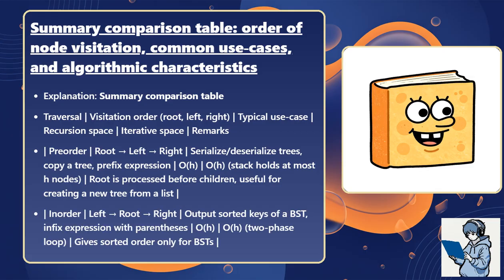Inorder: left, then root, then right. Typical use cases: output sorted keys of a binary search tree, infix expression with parentheses. Recursion space O(H), iterative space O(H), two-phase loop. Remarks: gives sorted order only for binary search trees.